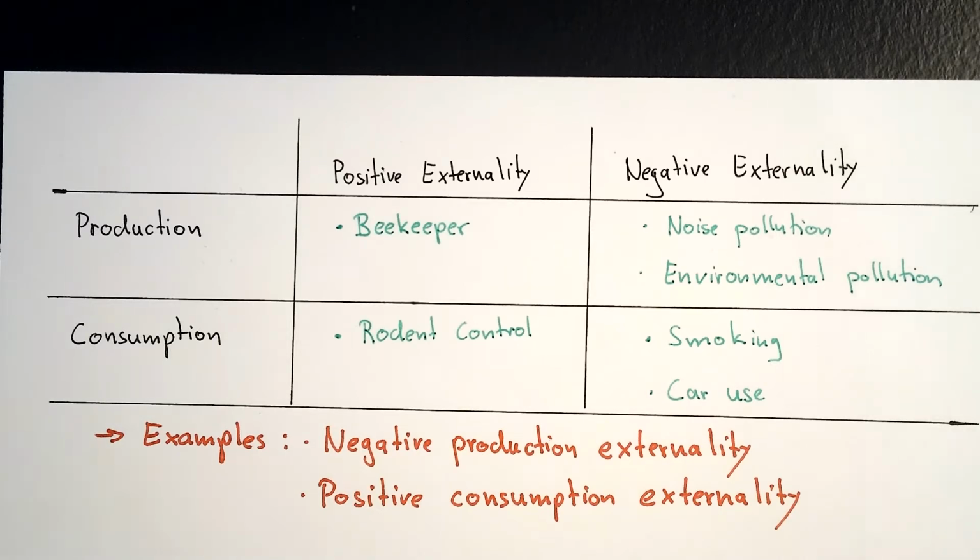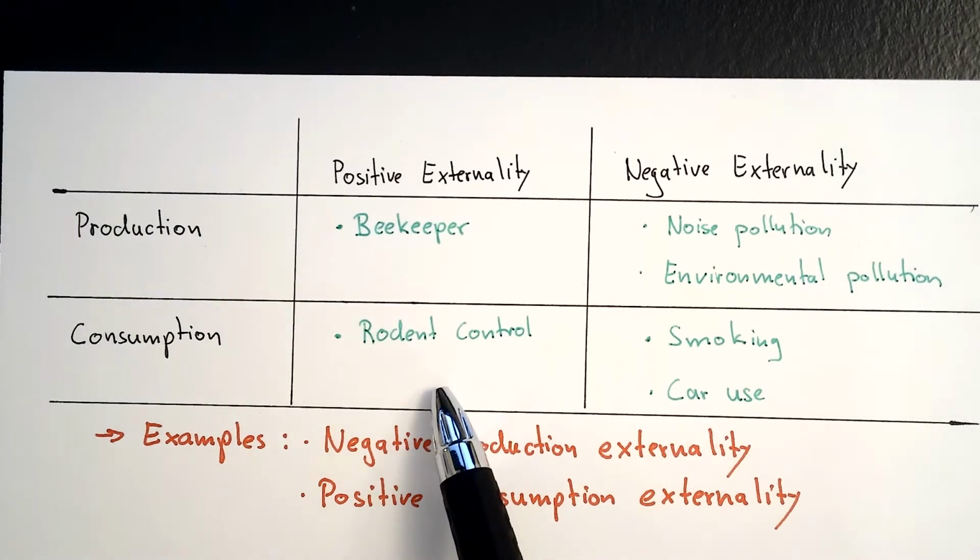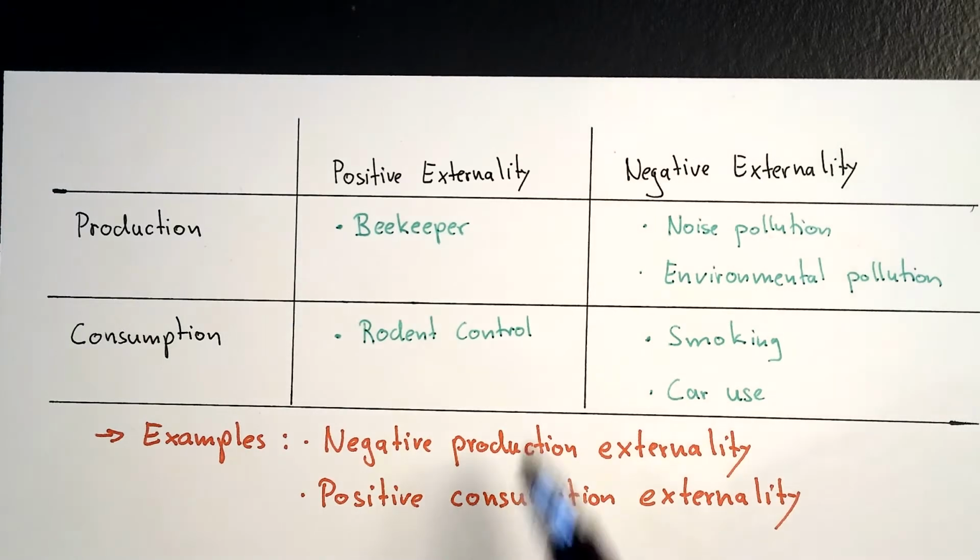Now note that in the video, we are going to have the example of a negative production externality, and we are going to look at environmental pollution, and then we are also going to look at a positive consumption externality in the sense of rodent control. But we will also see that all those externalities are leading to a deadweight loss or inefficiency. And then we are going to look at how we can solve this inefficiency.